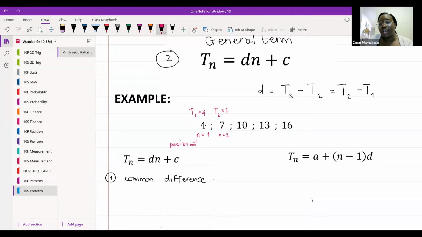Now, tell me, guys, this 10 over here, what is n equal to? What is the position of 10? N is equal to what?